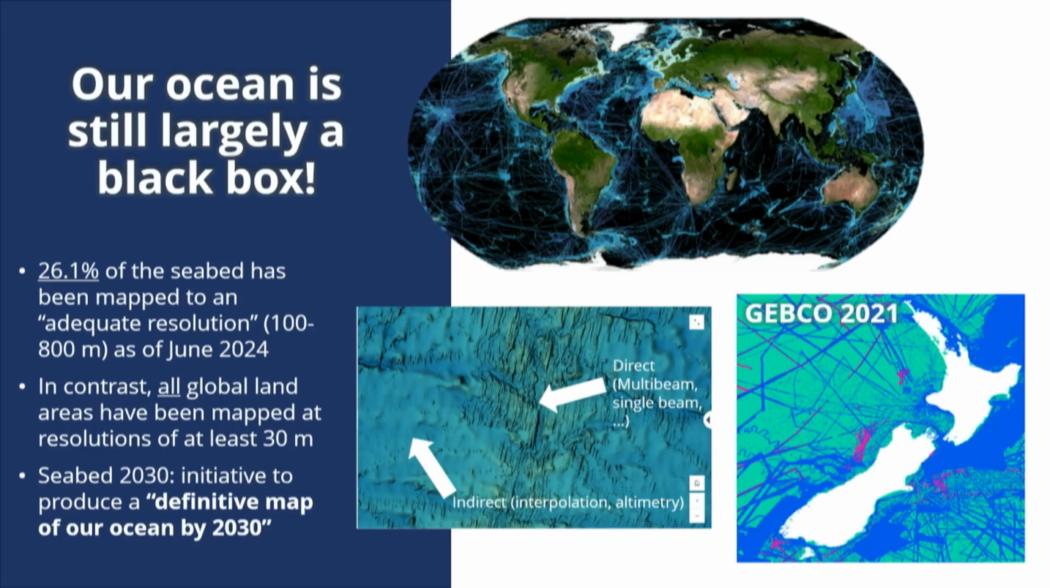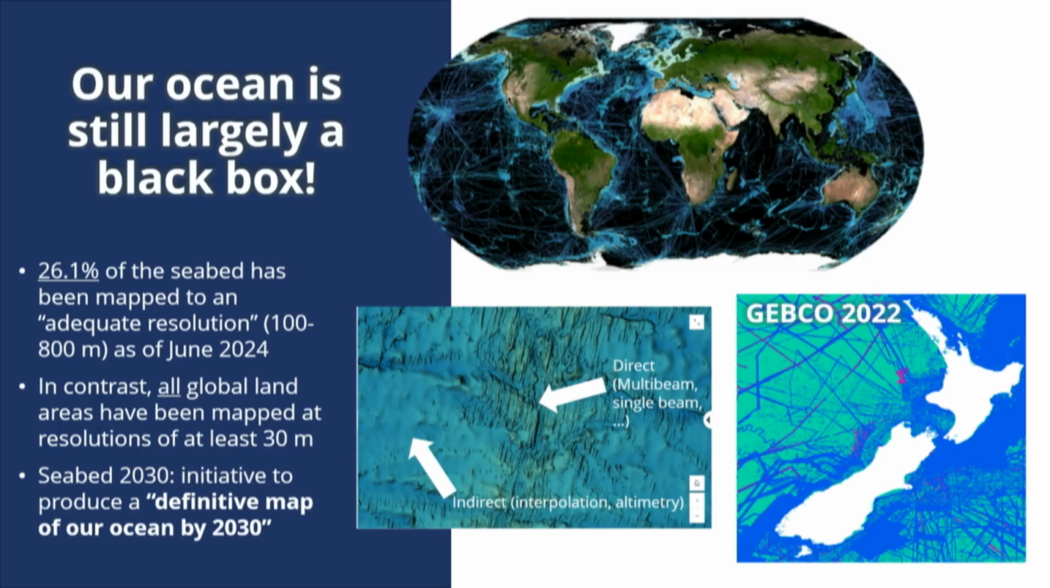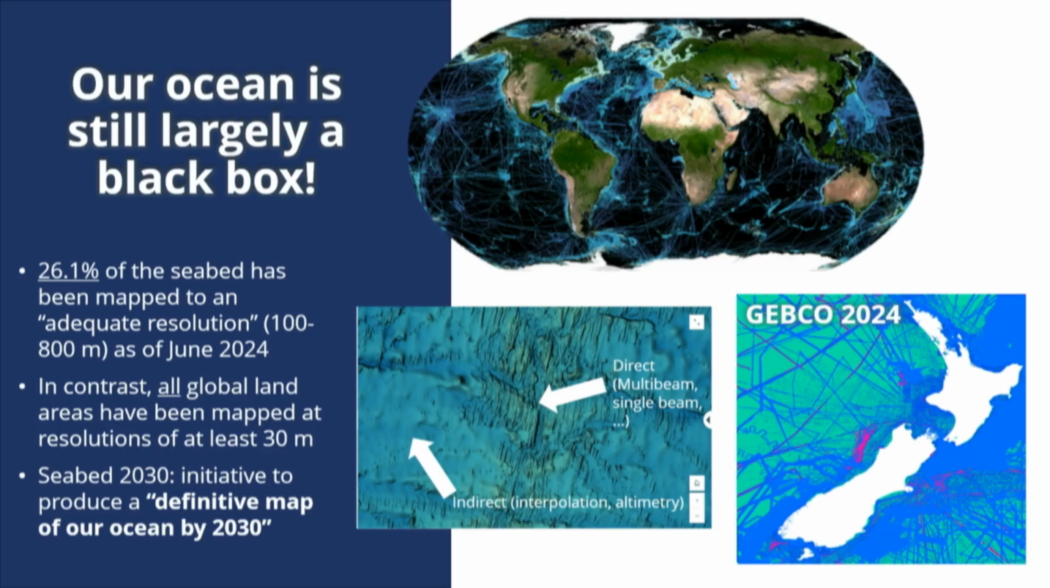So what does it look like around New Zealand? All of these blue areas have been surveyed with direct measurement methods, and the green areas have not. So we've done a pretty good job on the East Coast, but the West Coast is still a bit of the Wild West. That's 2021, 2022, 24. So we're getting better, but we still have quite a ways to go.